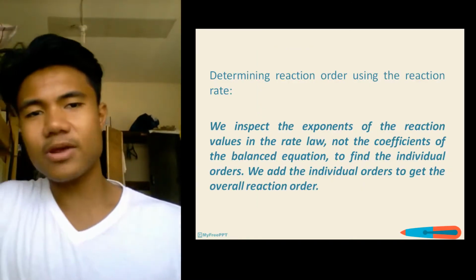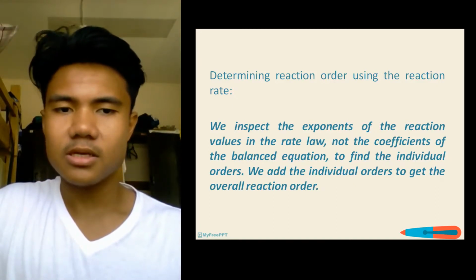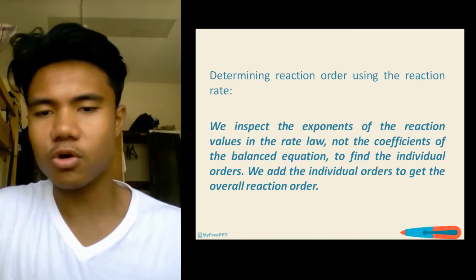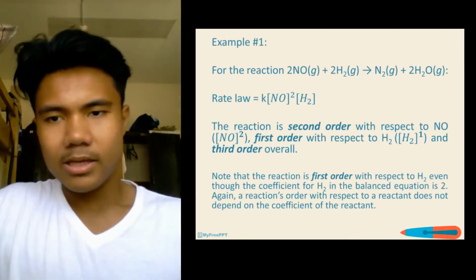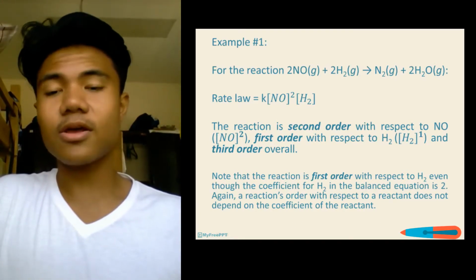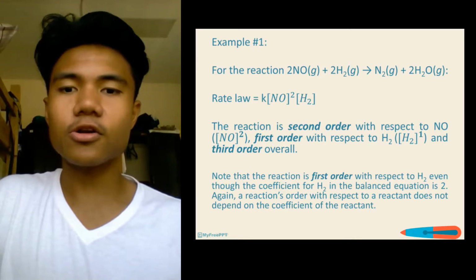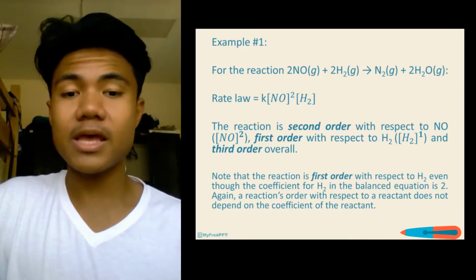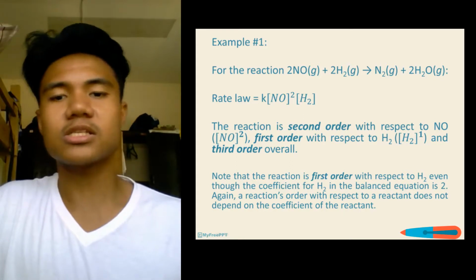So how do you determine the reaction order using the reaction rate? We inspect the exponents of the reactant values in the rate law, not the coefficients of the balanced equation, to find the individual orders. We add the individual orders to get the reaction order of the law. So here in this example, based on the rate law equation, the order of NO is second while the order of H2 is 1 because it's raised to 1. If we add both of them, then the order of the whole reaction is 3 because 2 plus 1 is equal to 3.